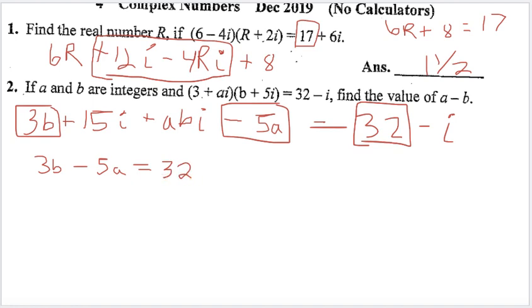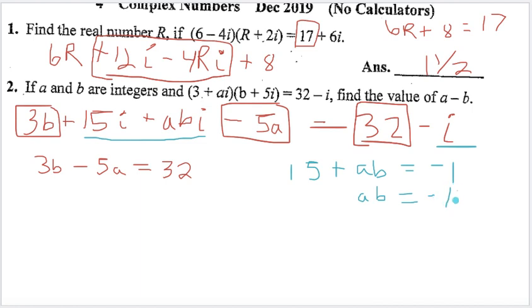Let's see about the imaginary part. 15 plus ab equals -1. 15 plus a times b equals -1. I didn't write the i's because the imaginary coefficients have to add up to make the equation true. Wow, this is a weird equation. Subtract 15 from both sides and get a times b equals -16.